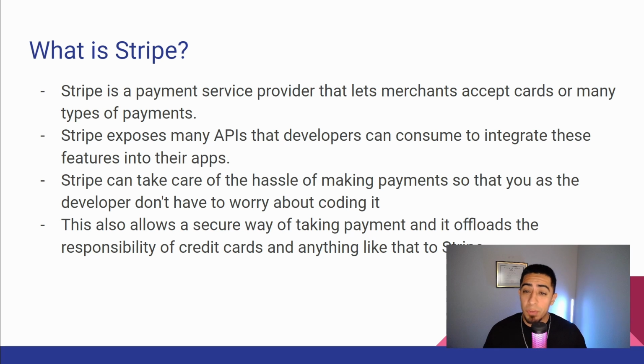So let's begin with what is Stripe. Stripe is a payment service provider that lets merchants accept cards or many types of payments. Obviously, this can be in the form of you just using Stripe as a service, though we are obviously going to be consuming it for our own applications. Stripe exposes many APIs that developers can consume to integrate these features into their apps. Stripe can take care of the hassle of making payments so that you as a developer don't have to worry about coding it. This allows a secure way of taking payment, and it offloads the responsibility of credit cards and anything like that to Stripe.